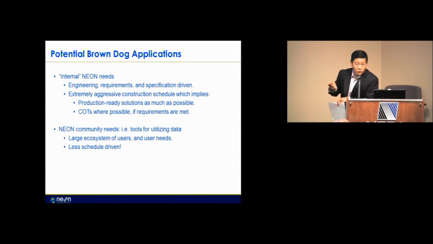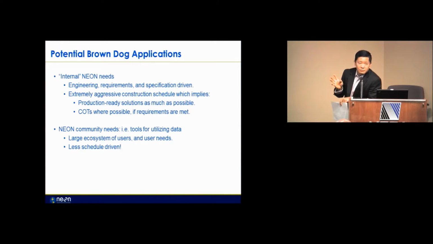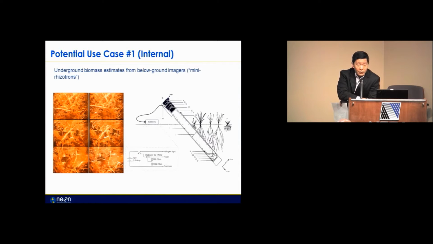We are very budget focused, which is why one of the dictums in any solutions that we adopt is that it needs to be production ready, and sometimes it's mostly commercial off the shelf when available. And so the other part where BrownDog can inject itself actually is with our external community, and let me jump into that in a little while. So for internal needs, this is need number 1.